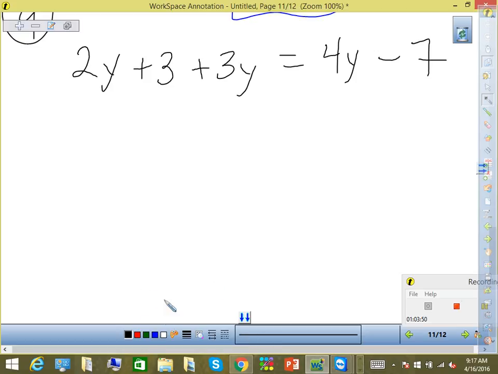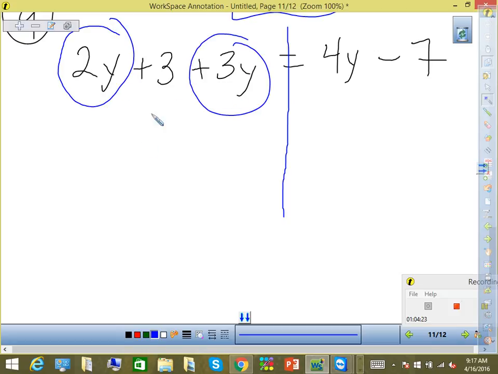All right, here we go. Savannah, pass it to someone from Ms. Leal's class. Jaden, what's the first thing we do? Add 2y to what? Okay, so Jaden says we add 2y to 3y. That means we combine like terms, so we were left with 5y plus 3 equals 4y minus 7. And we did that. Okay?